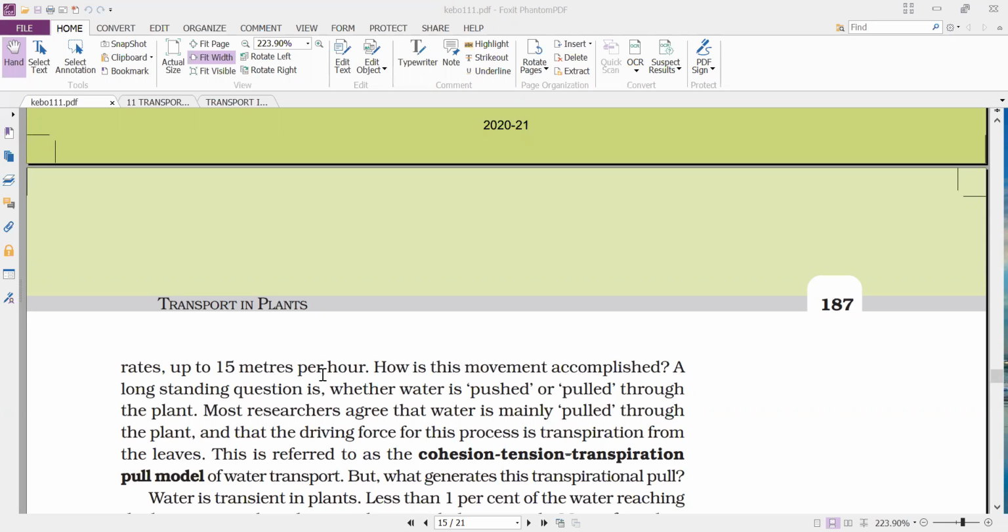While we are discussing diffusion, the water molecule gets transported by diffusion only up to 2.5 micrometers length.